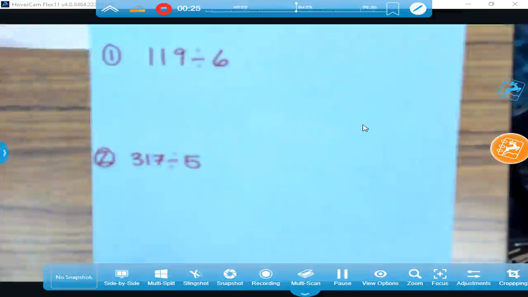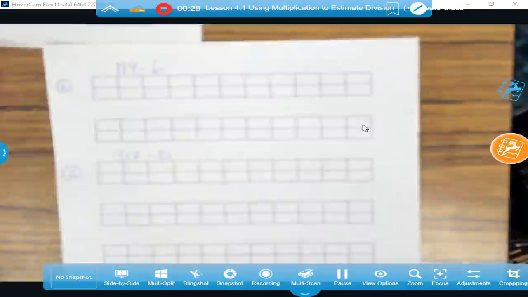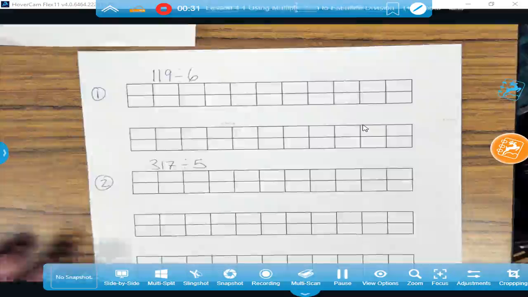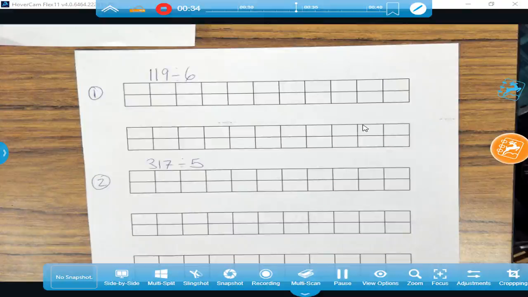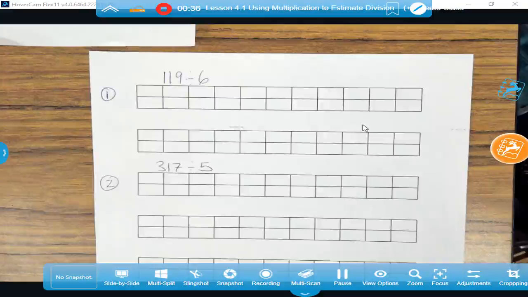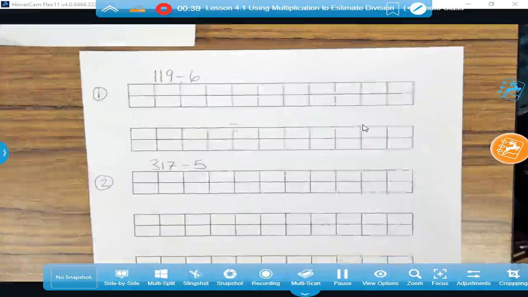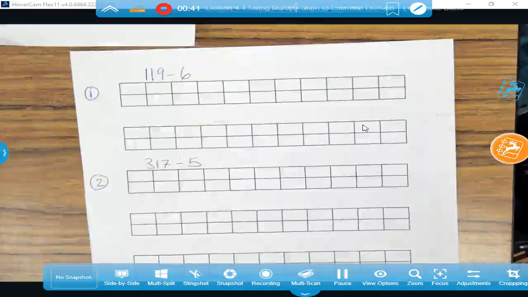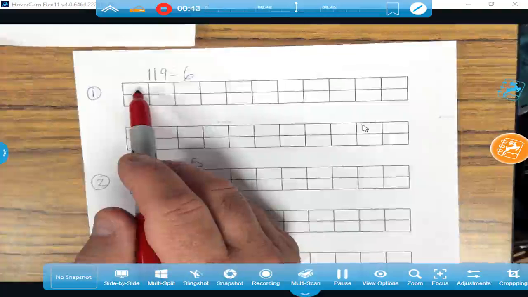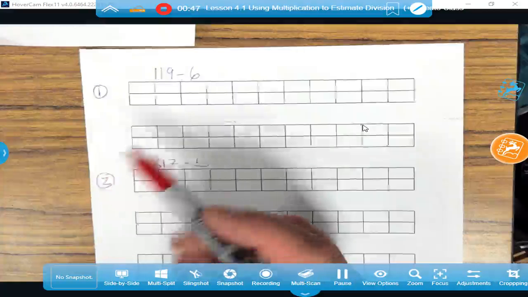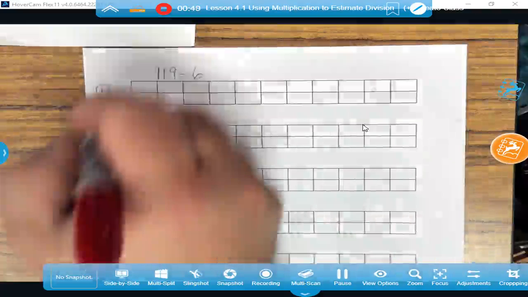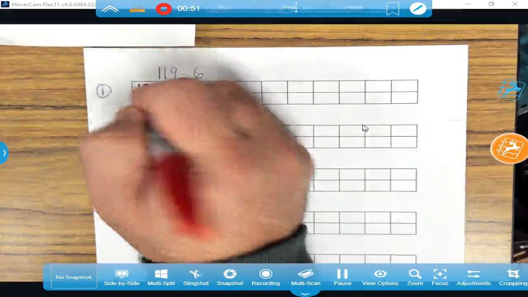I sent home this nice little cheat sheet to use, because then we can look here, and what we want to do is find numbers that multiply by 6 that will get us close to 119. We want to find one number that goes over and one number that goes under. So I can start here. We can start with 1 and go all the way up, but I know that we're going to start a little higher. So I'm going to start with 12. Seems like a good number to start at.